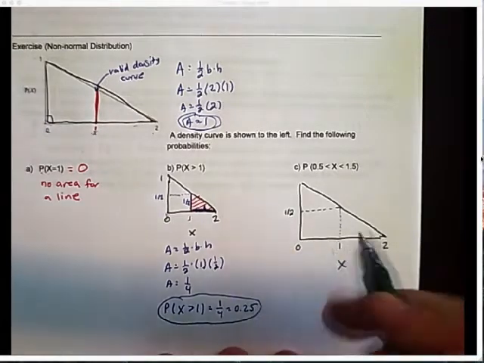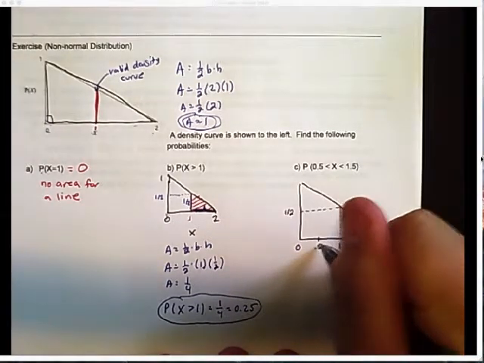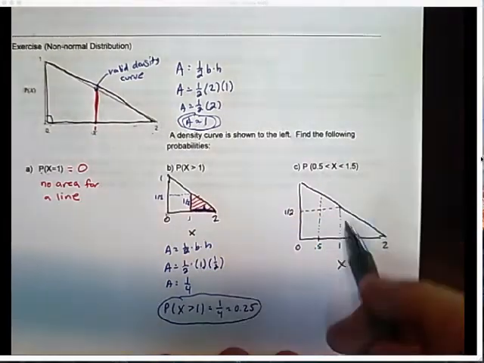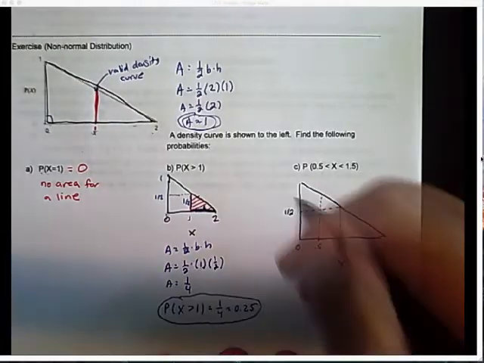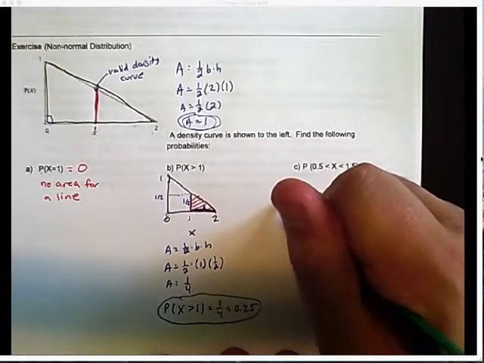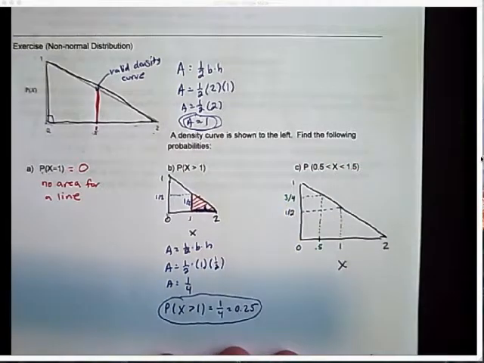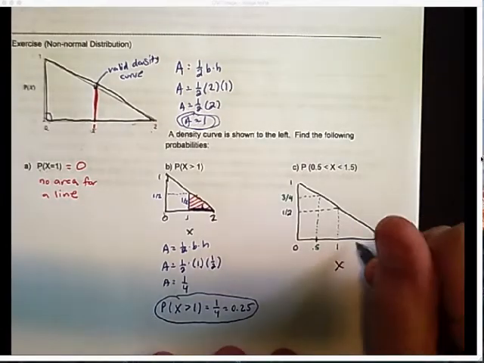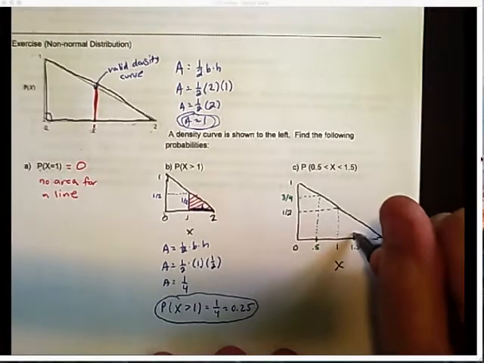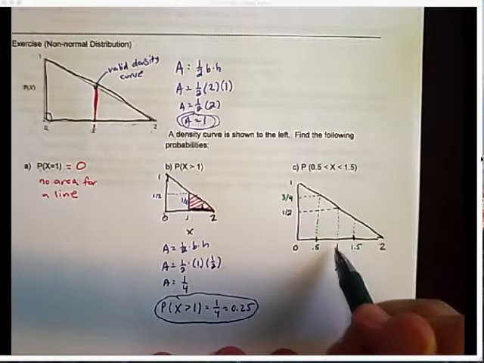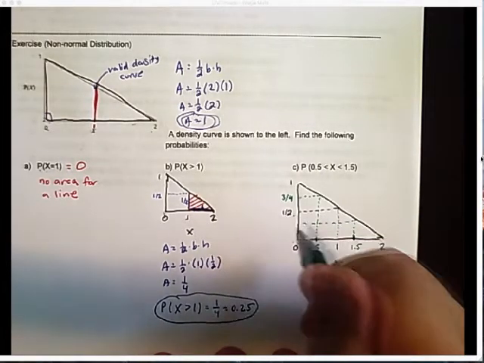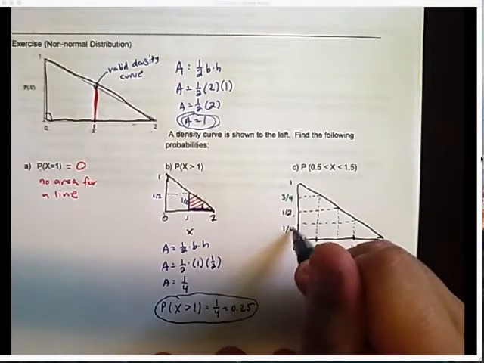Well, where's 0.5? 0.5 is halfway between 0 and 1. So where's it going to hit here? It's going to hit halfway between a half and 1, so halfway between a half and 1 would be 3/4. And where's 1.5? 1.5 is halfway between 1 and 2. So on the y-axis, it's going to hit halfway between 0 and a half, and halfway in between that would be a fourth.